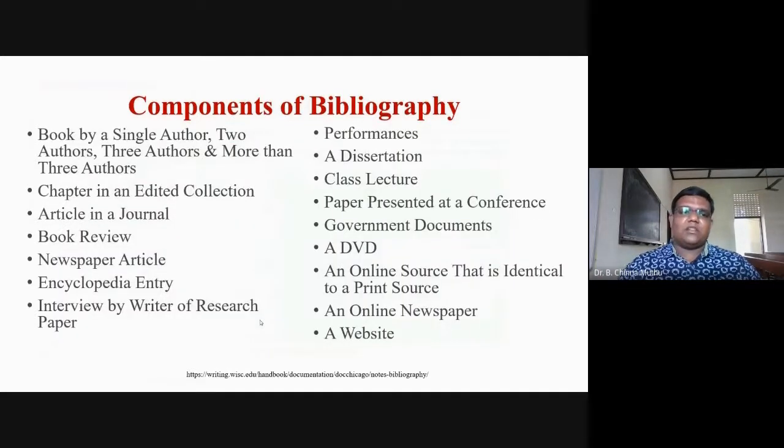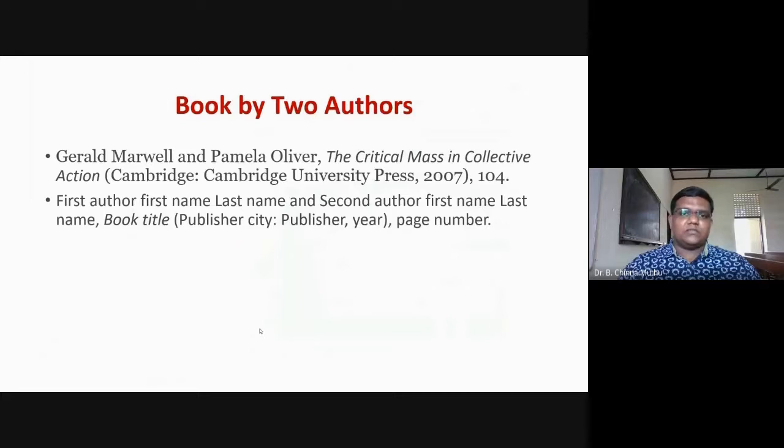And components of a bibliography: you can include books, book chapters, journal articles, book reviews, newspaper articles, encyclopedias, even interviews by the researcher, performances of any art, a dissertation, class lectures, paper presentations at conferences, seminars, etc., government documents, even a DVD, even YouTube resources, and online resources, online newspaper websites, and so on. Everything will be consolidated and form a bibliography. Now we are going to see everything one by one, starting from the book.